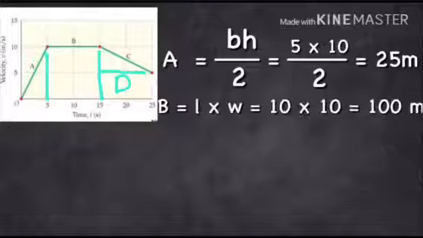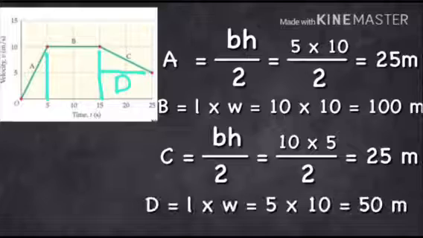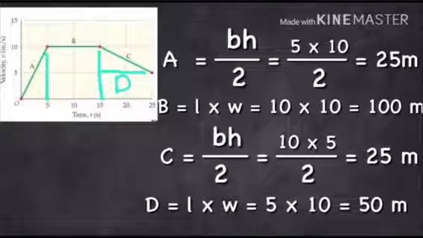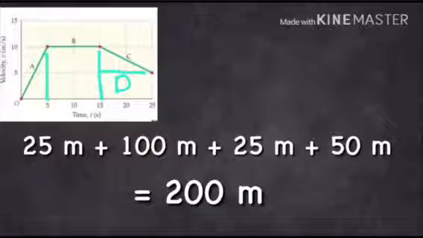For letter B, the formula used is length times width. So 10 times 10 will be 100 meters. For letter C, the formula used is base times height divided by 2. So 10 times 5 divided by 2 equals 25 meters. For letter D, the formula used is length times width. So 5 times 10 equals 50 meters. Then add all of these answers and the answer will be 200 meters, which is your total displacement.